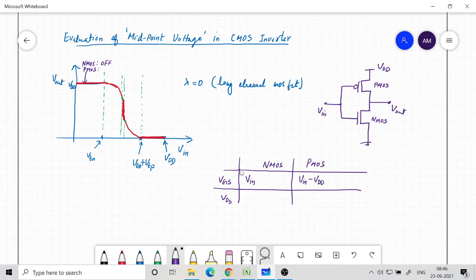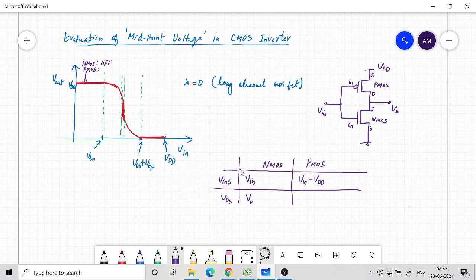Can you see that? This is our gate, this is the source, this is the drain. For NMOS the source is down, for PMOS the source is up. So VGS is gate voltage minus source voltage, and the source voltage is VDD for PMOS, so V in minus VDD. Now what about VDS? VDS for NMOS is very easy to see, it is V out.